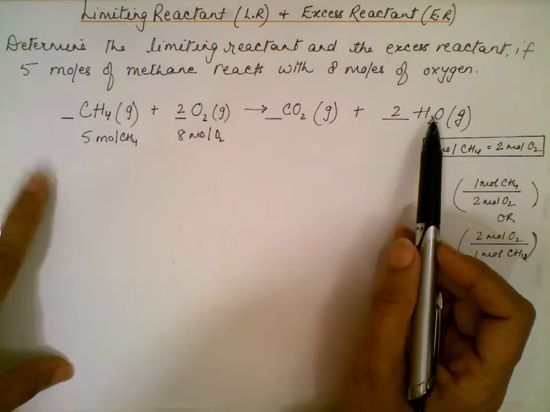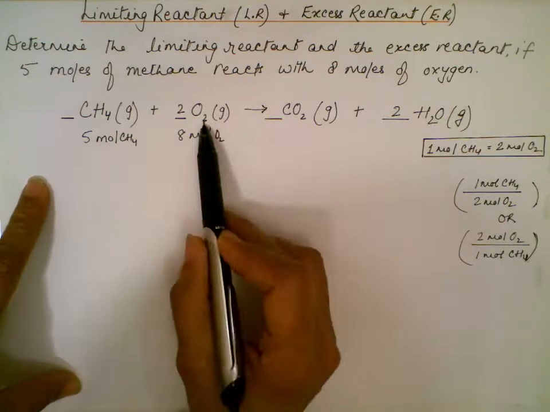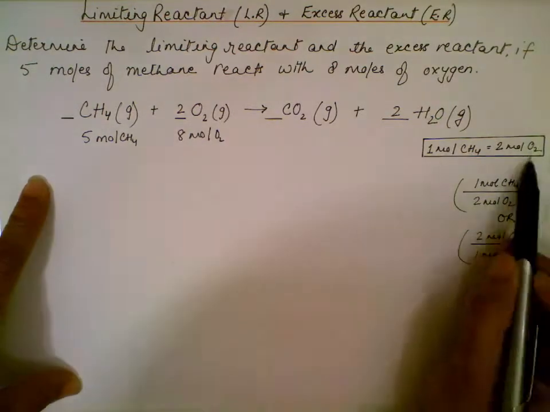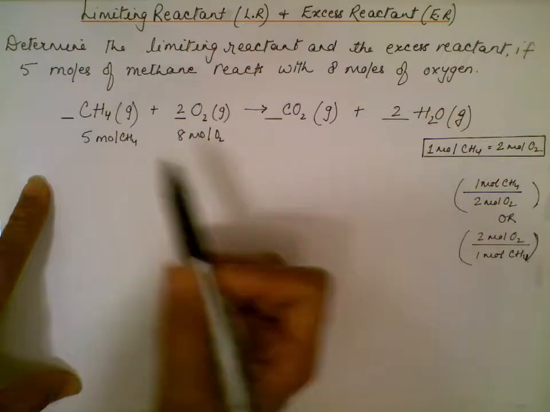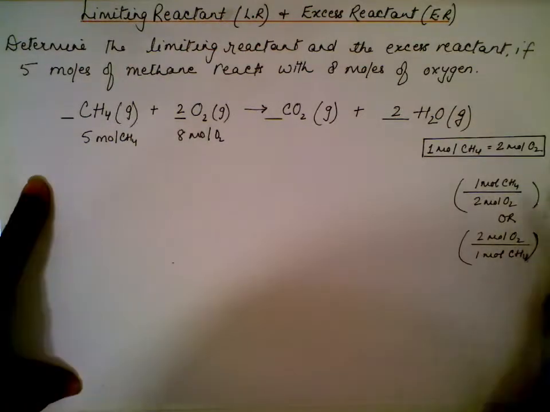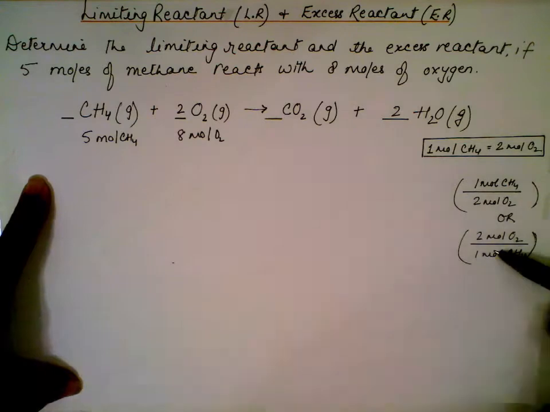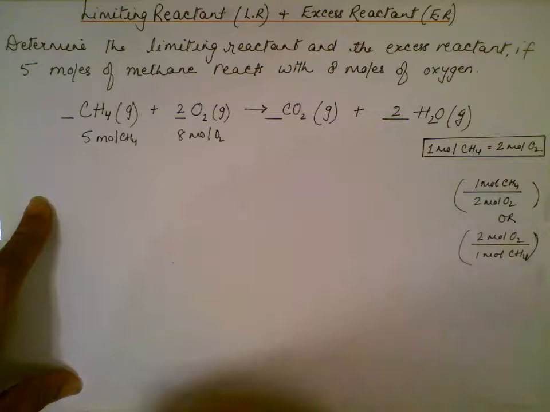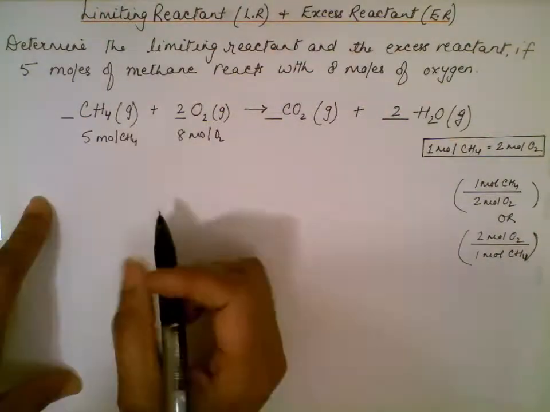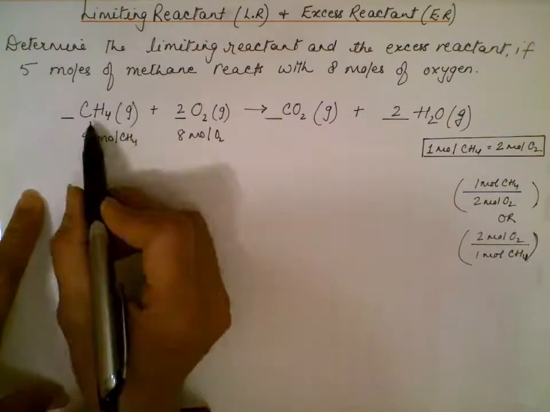The balanced equation shows that we need 1 mole of methane for 2 moles of oxygen. So here is the equivalent, and I'm getting these numbers from the coefficients of the balanced equation. This equivalent is going to give me two fractions. These are the mole ratio, and which conversion factor I'm going to pick depends on which substance I have to determine the moles for. So here, let's start out with methane.